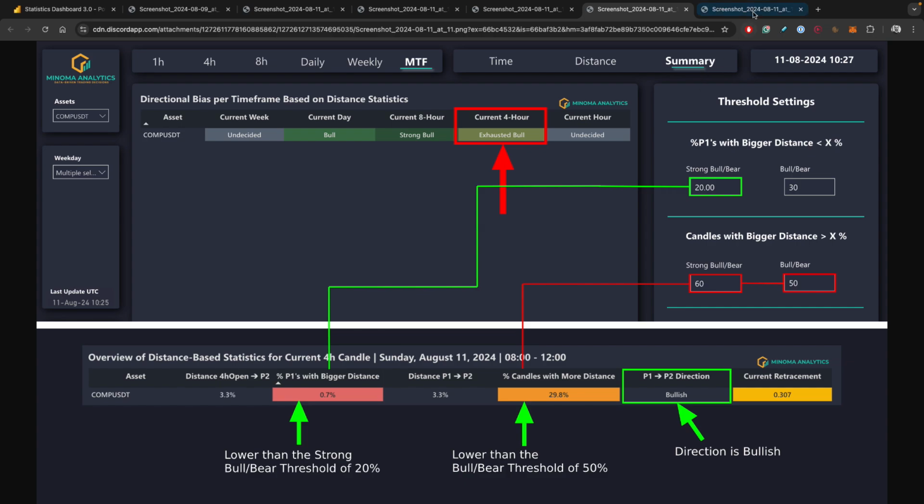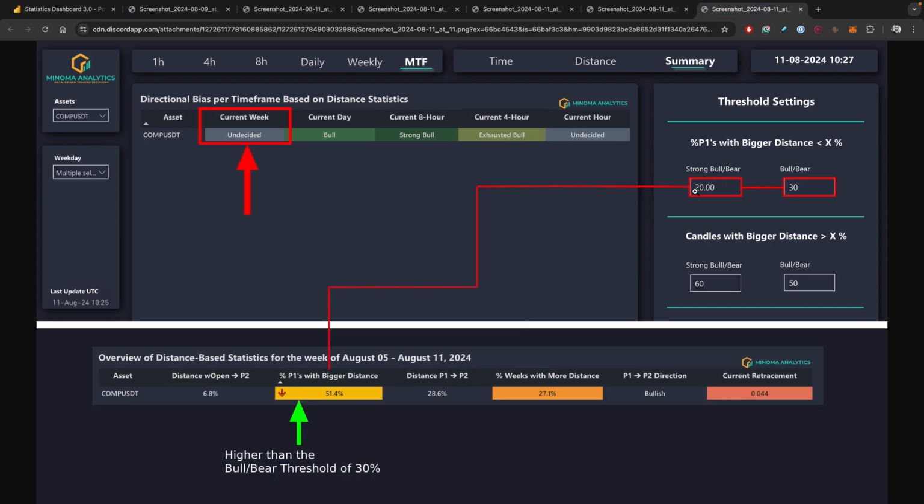And finally, we have undecided. Undecided simply means that this threshold is not being met. Both of these are not being met. So in this case, you see P1s with bigger distance is 51.4%, which is higher than our bull bear threshold of 30%. Therefore, we cannot confidently say that P1 is going to hold. Therefore, we do not know a clear direction yet. Could go both ways, right? The market has not shown its hand yet. And therefore we say undecided, because there's no strong direction or typical direction or statistically likely direction, I must say, for this asset. So that's how the biases are formed.